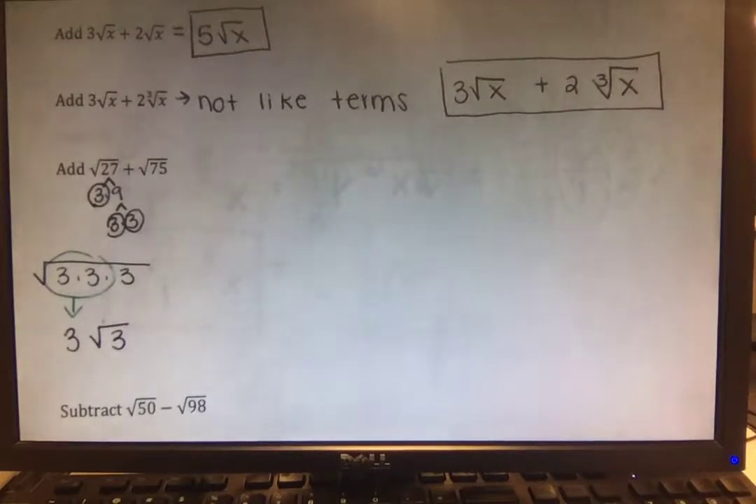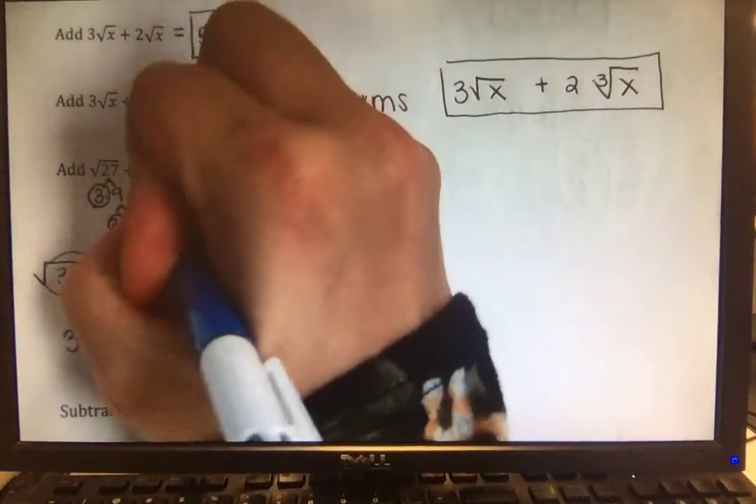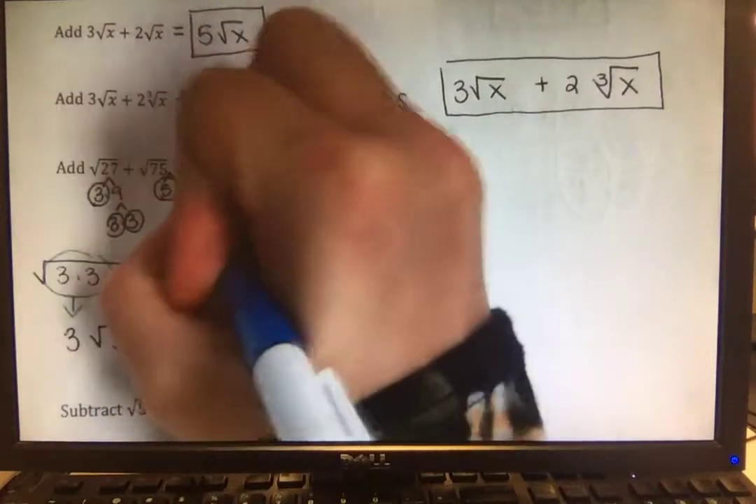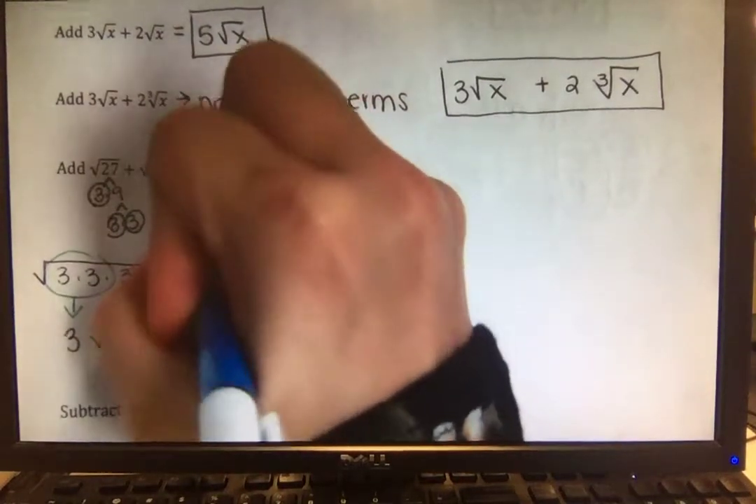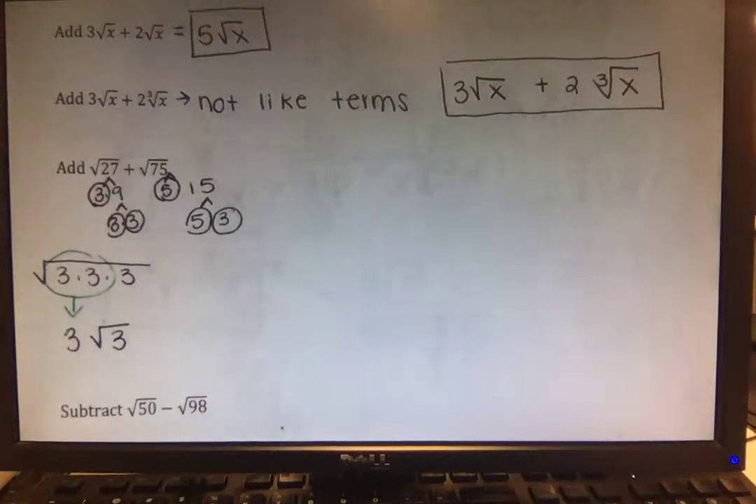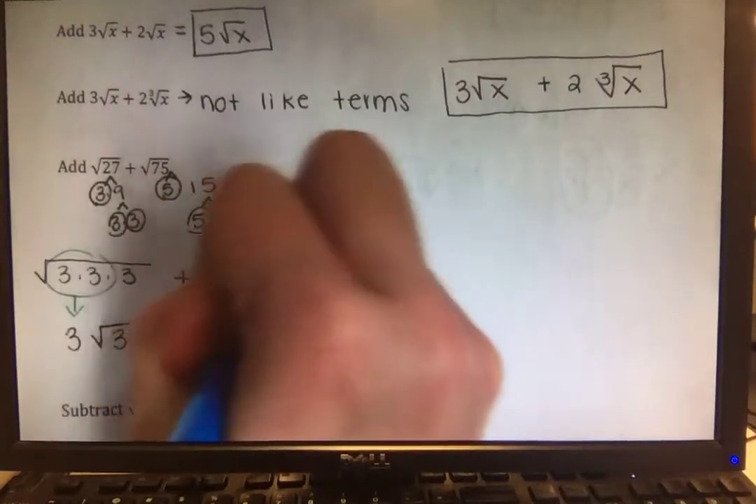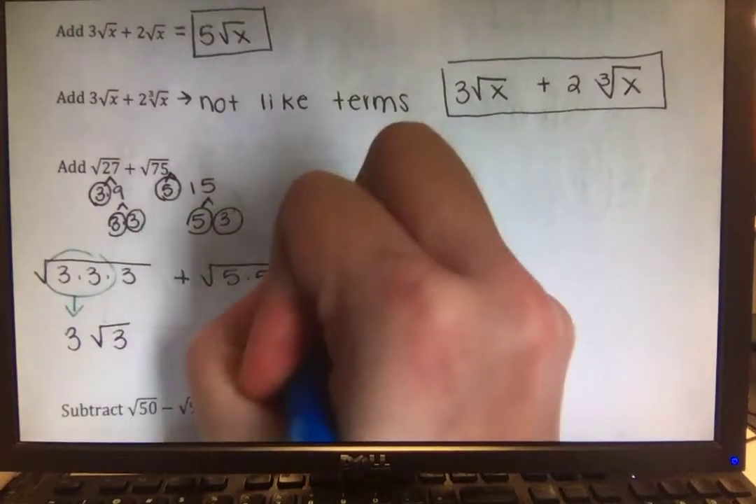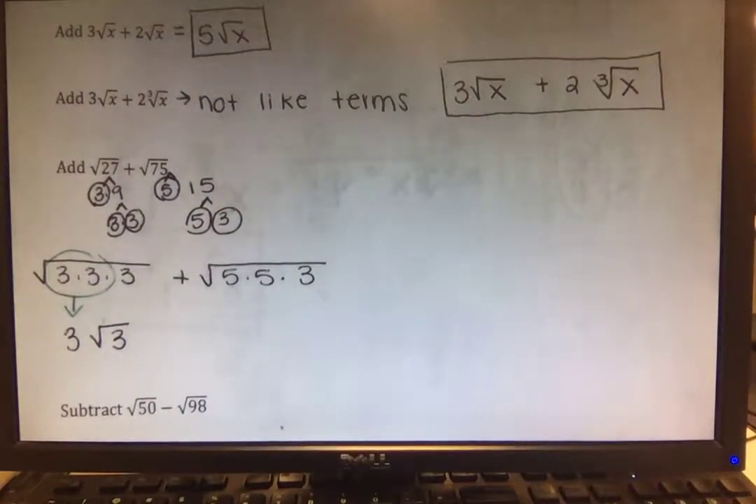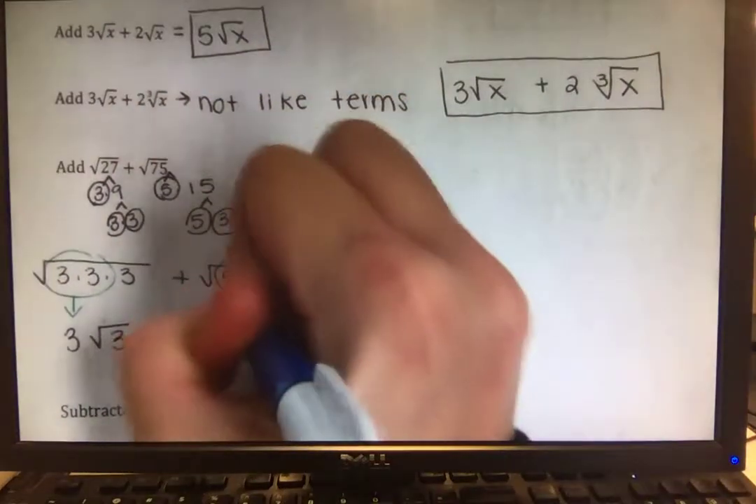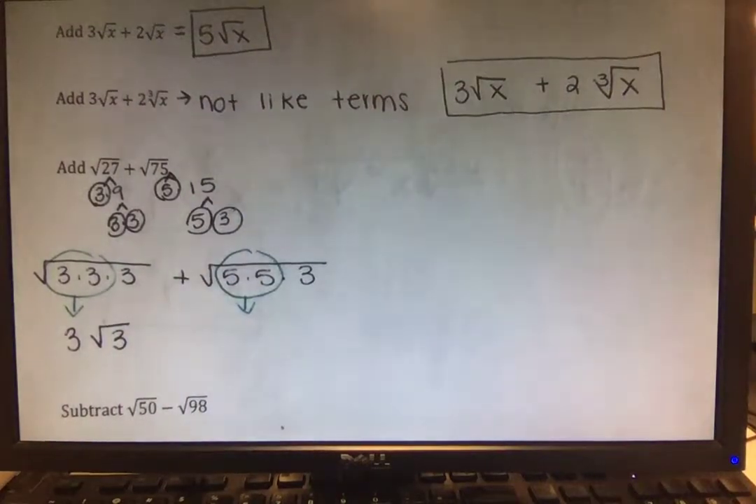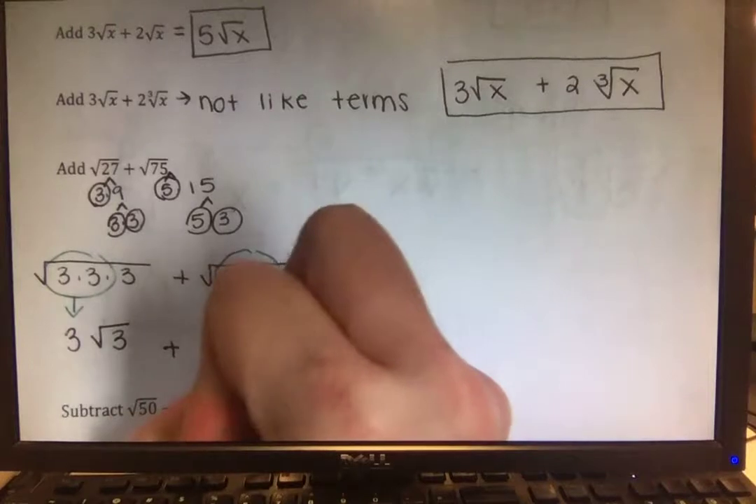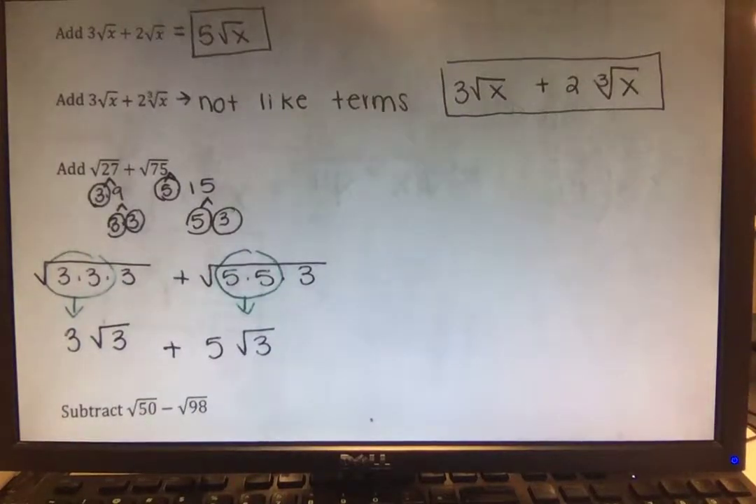Same thing for 75. So we can break down 75 into 5 times 15. 5 cannot be broken down any further, so it gets circled. 15 is 5 times 3. Again, they cannot be broken down any further, so they get circled. We broke down 75. So plus the square root of 5 times 5 times 3. It is a square root, so we're looking for 2 of a kind. So these two 5's are coming out of the radical as 5, and that 3 is staying underneath the radical.